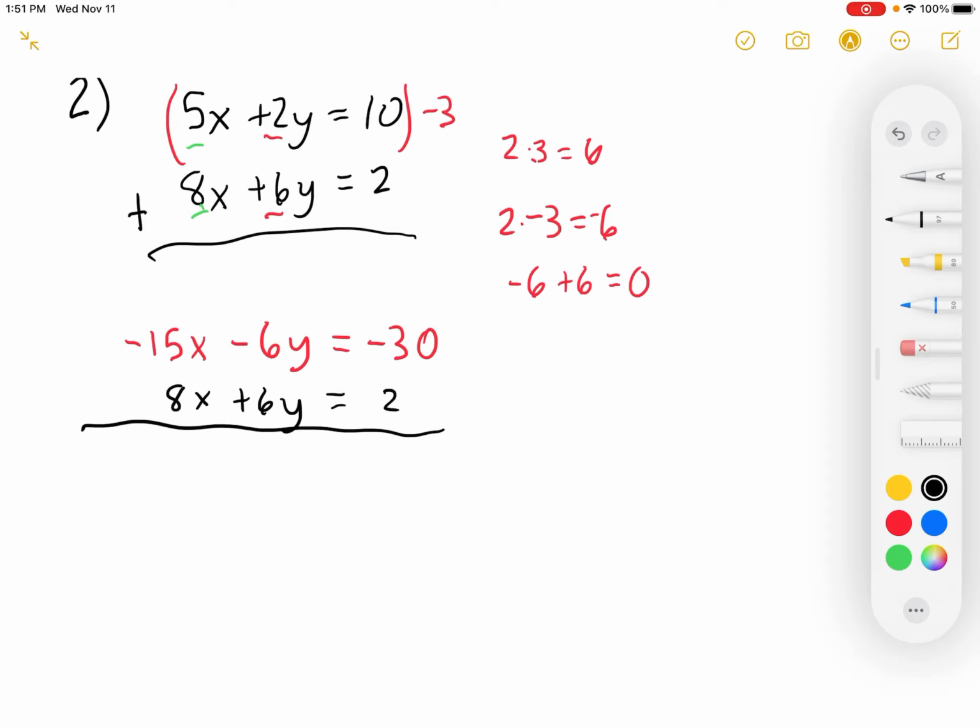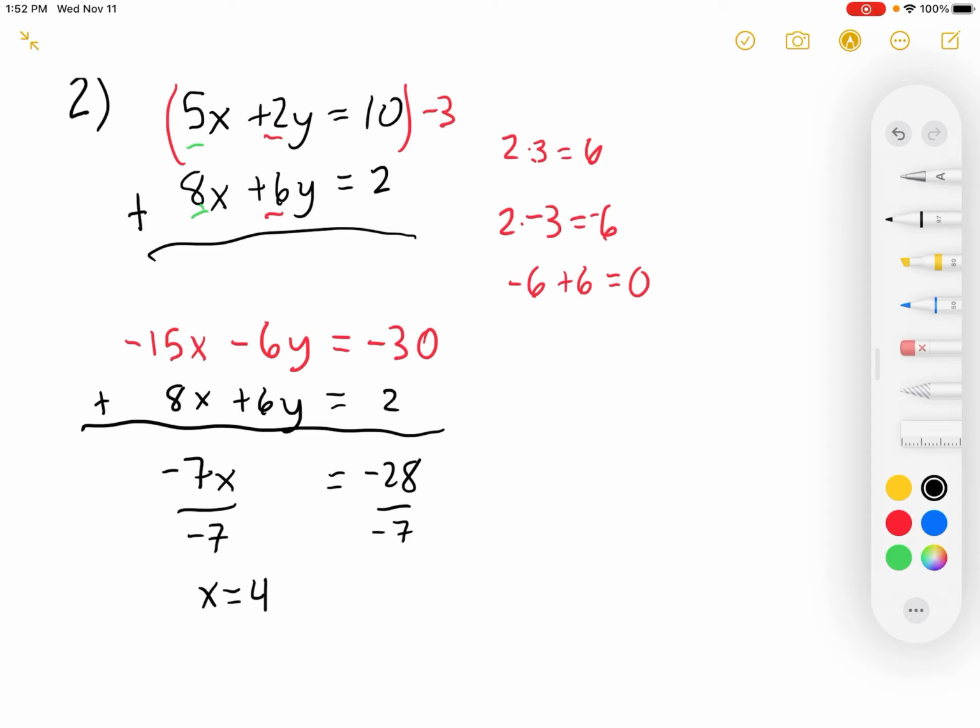We can solve the way we did yesterday. Just add the columns directly. Negative 15 plus 8, that's going to be negative 7x. That'll be 0. And this will become negative 28. And then from there, it's easy to solve. X equals 4.